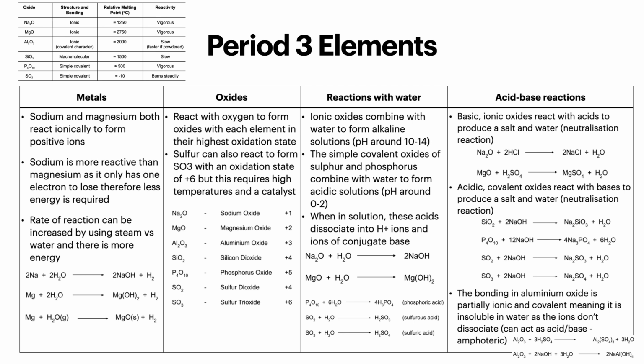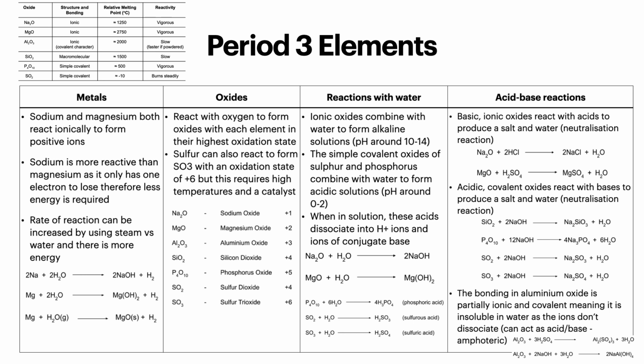Then when it comes to oxides, so period 3 elements react with oxygen to form oxides, with each element in their highest oxidation state. Sulfur can also react to form SO3 with an oxidation state of +6, but this requires high temperatures and a catalyst. So here's some key ones to remember just in the bottom of that table, or bottom in the oxide column. So you can kind of see the general oxidation states of them.